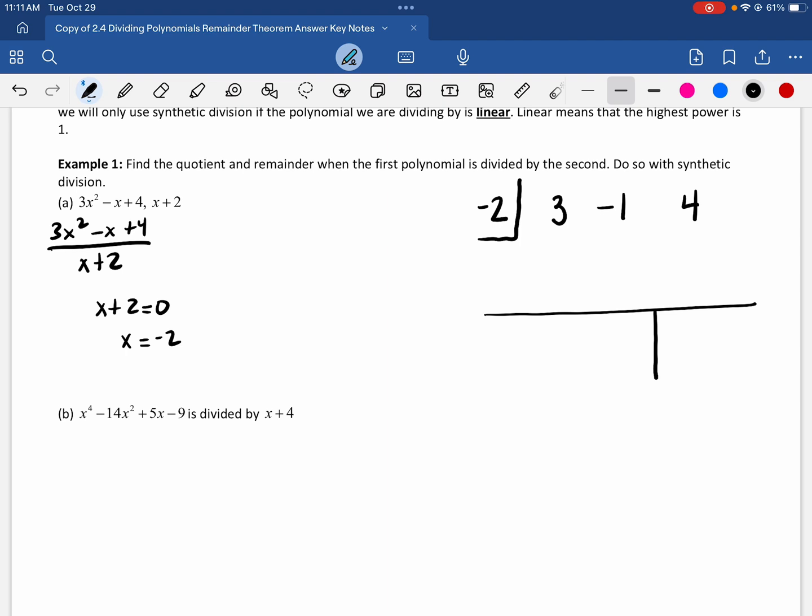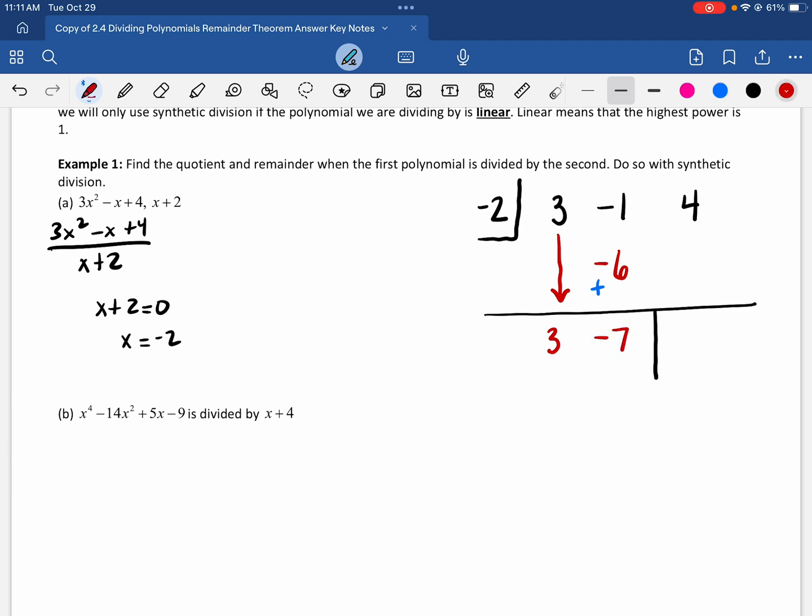So to start our process of synthetic division, first thing we're going to do is drop that first term down, which is 3. Then we're going to do -2 times 3 that we dropped down, and we're going to put that number underneath the -1. So -2 times 3 is -6, and I'm going to put that under the -1. Then I'm going to add those two together. -1 plus -6 is -7.